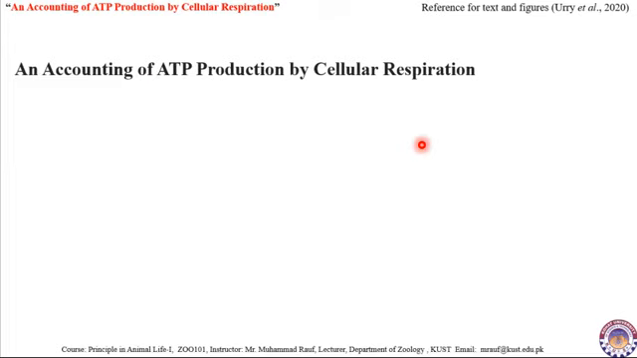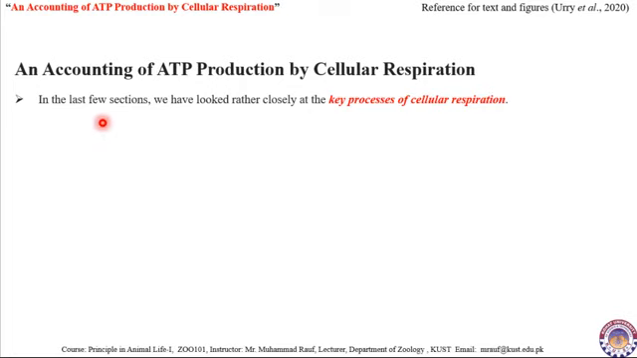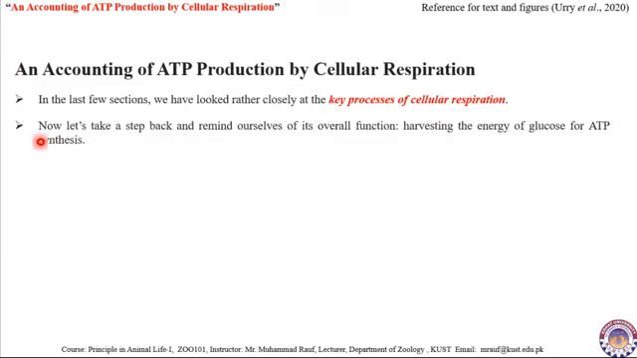Introduction. Now that we have studied the three major steps of aerobic cellular respiration, that is glycolysis, citric acid cycle, and electron transport chain, it's time to calculate the total number of ATPs from this whole process. In the last few sections, we have looked rather closely at the key processes of cellular respiration. Now let's take a step back and remind ourselves of its overall function.